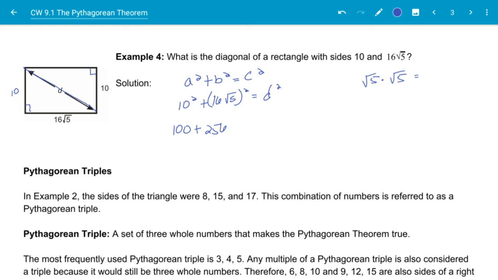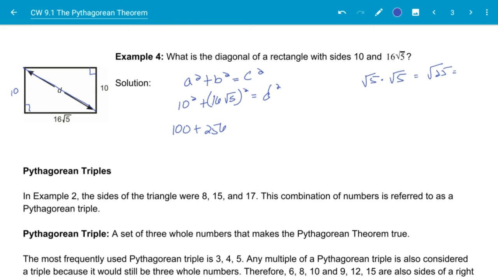And then I have to say the square root of 5 times the square root of 5, which is equal to the square root of 25. And the square root of 25 is equal to 5. So the square root of 25 is 5. So I'm going to have to take this because here this is 16 times the square root of 5. And so I'm going to have to multiply this by 5 in here, which is what the square root of 5 squared is. And that is equal to d squared.